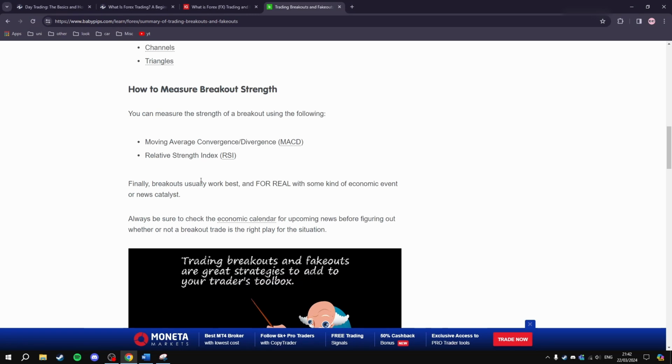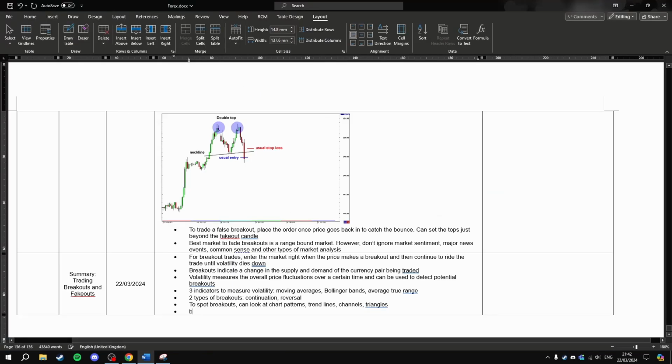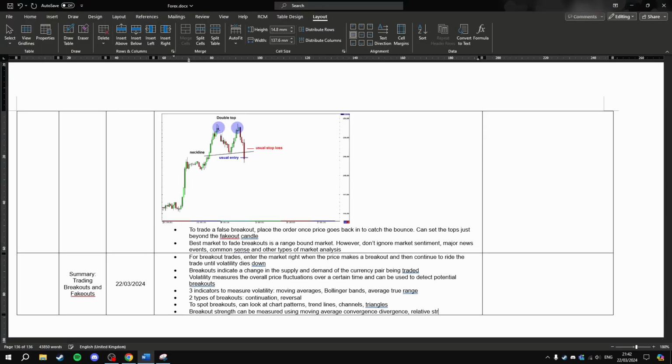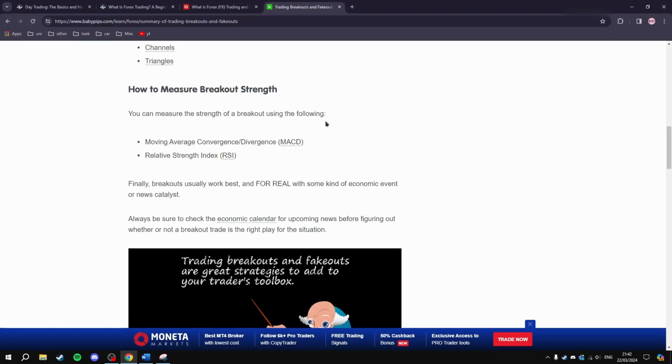How to measure breakout strength. You can measure the strength of a breakout using the following: moving average convergence divergence, and relative strength index.